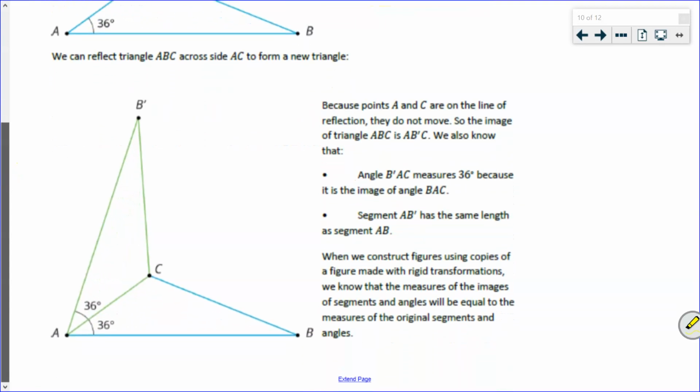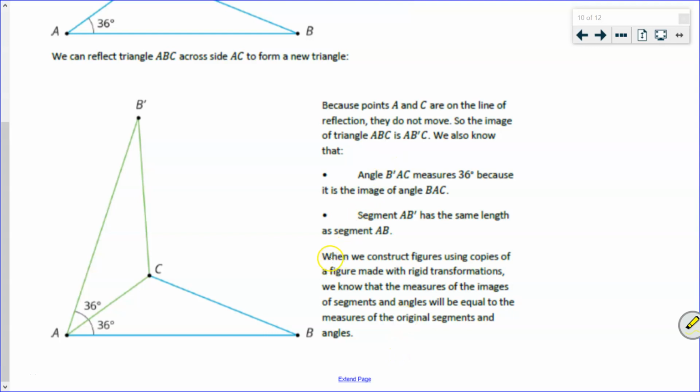So when I reflect triangle ABC across AC, you can see that this angle is also going to be 36 degrees, right? We are able to do this without actually measuring, just knowing that rigid transformations are going to keep those angle measures. And that's all that it says here. It just summarizes all of that. So I'm not going to read word for word through all of that.